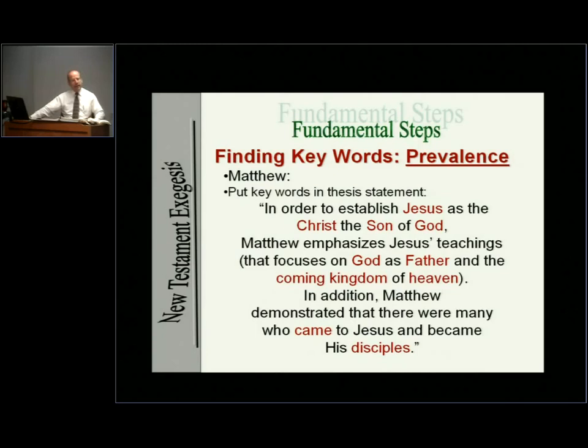Now, that's maybe a little clumsy. Could be reworked. But I kept it that way because this was my first attempt. And I thought, no, I'm just going to leave it.